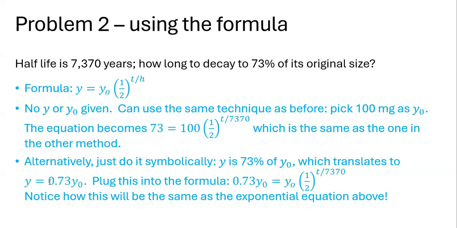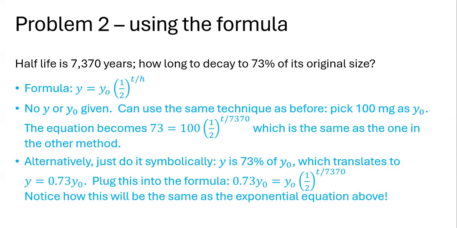So we plug this definition of y into our formula. We get 0.73 y0 equals y0 times half to the t over 73 70. And notice this is the exact same thing as up here. If we divide both sides by 100, it's 0.73 on the left-hand side, and then it's just half to the exponential on this side. Here, if we divide by y0 on both sides, it's 0.73 equals half to that. So exact same thing. We don't have to pick an arbitrary initial amount. It could help, or we can just think of it symbolically like this. There's another way to think about it. Okay, those are my two problems.